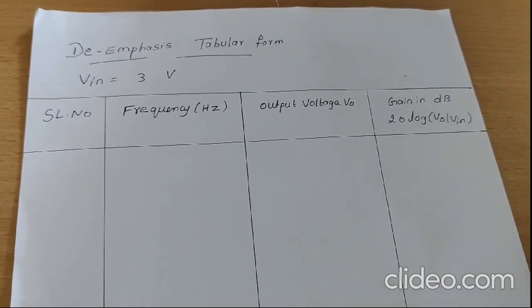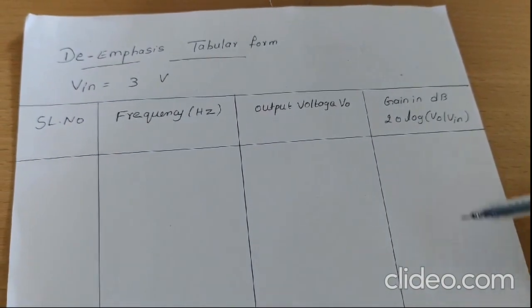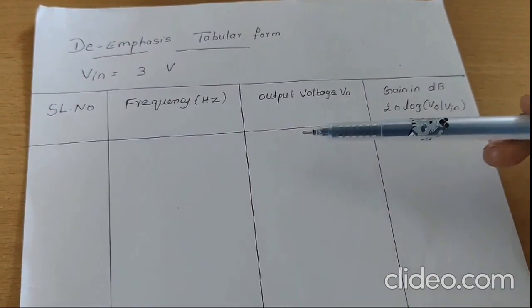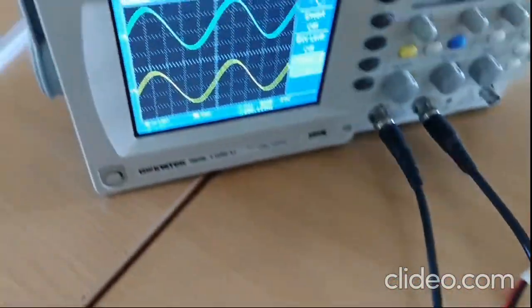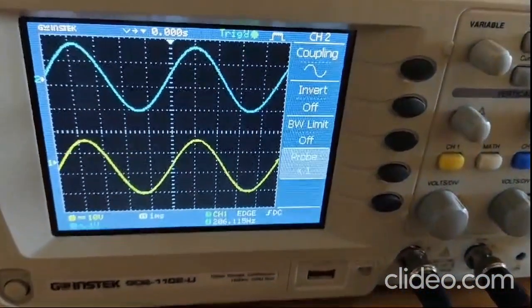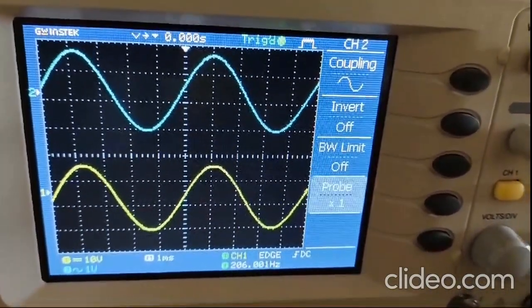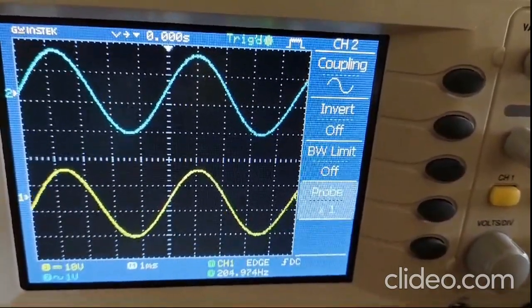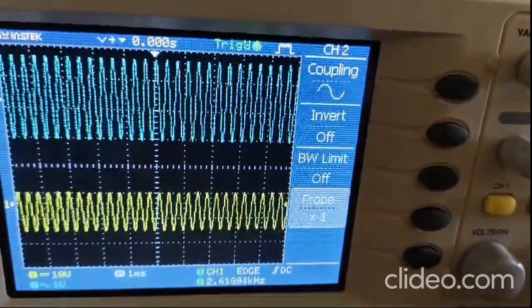Here we have to get lower gains. The gain has to reduce for de-emphasis. It's the reverse of pre-emphasis. So the voltages will reduce gradually when we increase the frequency. That we can observe on the CRO, wherein again the blue line is the input voltage, 3 volts, which we have maintained, and the yellow line is the output voltage. As and when we increase the frequency, the amplitude of the output voltage is decreasing.